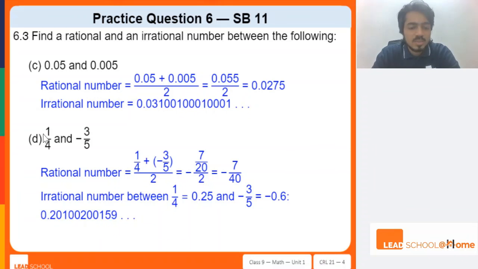Now the next part is 1 by 4 and negative 3 by 5. To find the rational number between these numbers, again we use the average method and we get the answer as negative 7 by 40. For finding the irrational number between them, we first convert them into decimals. So 1 by 4 is equal to 0.25 and negative 3 by 5 is equal to negative 0.6. By converting them into decimal numbers, we can now easily write an irrational number between these two numbers. So one answer is 0.201002 00159, and so on.